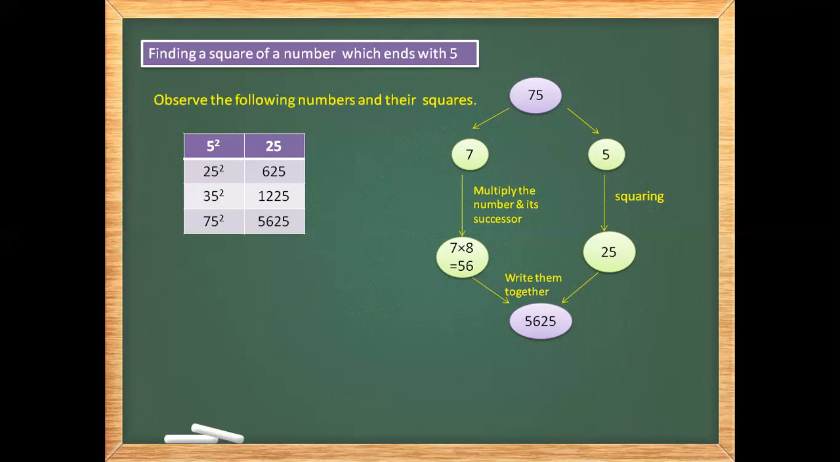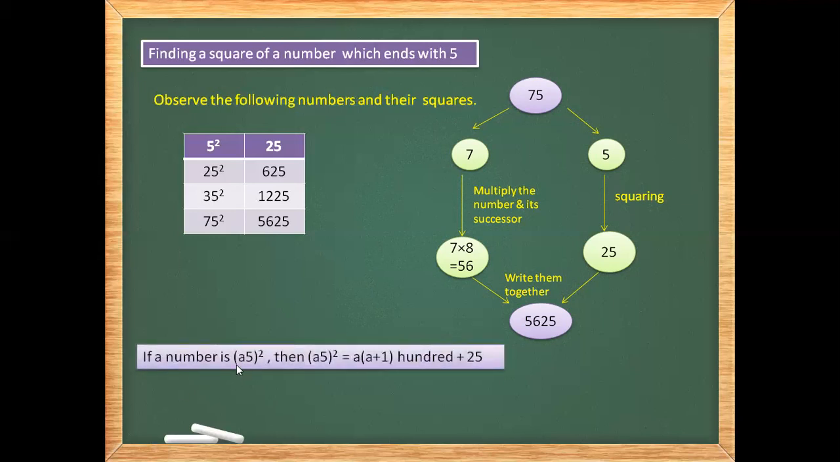Now, in general, you can say that if I want to find the square of a number having 5 in the units place, then I can have a formula like this: a into (a plus 1) into 100 plus 25. See children, because here it is 6, 7 into 8. That means a into (a plus 1) into 100 plus 25.